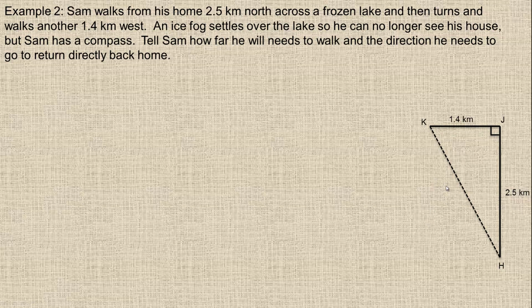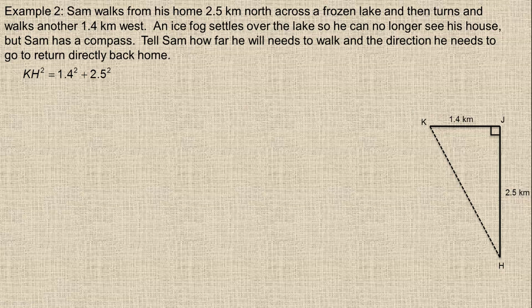Now, we don't need trigonometry to find the distance KH here. We know two sides in the triangle, that's a right angle. So if we know two sides in a right triangle, we can use Pythagoras' theorem to find the third side. And the KH would be the longest side. That's the hypotenuse in the triangle. It's because it's across from the right angle. So the KH side squared would equal 1.4 squared plus 2.5 squared.